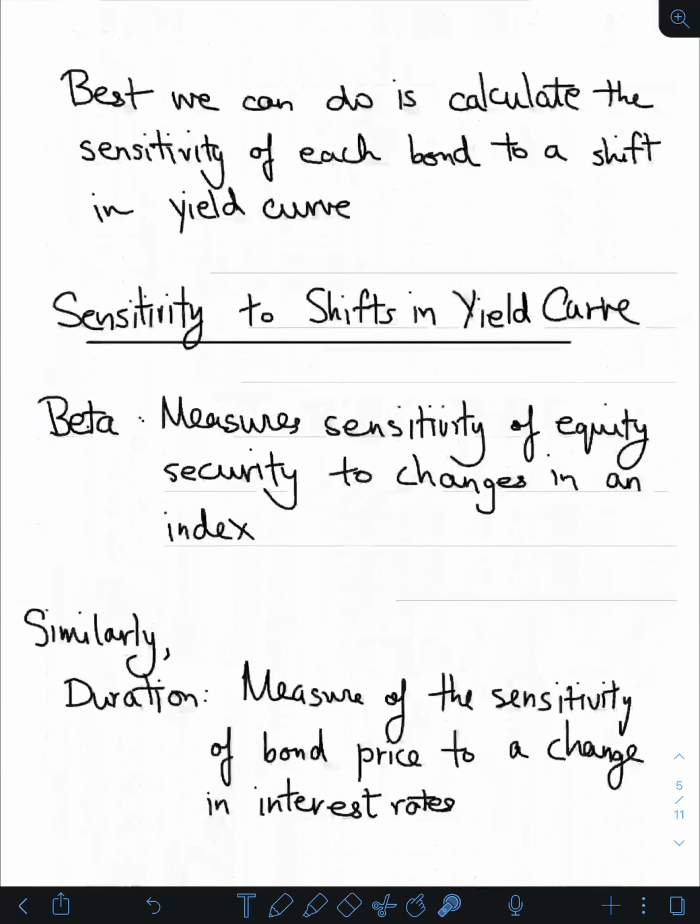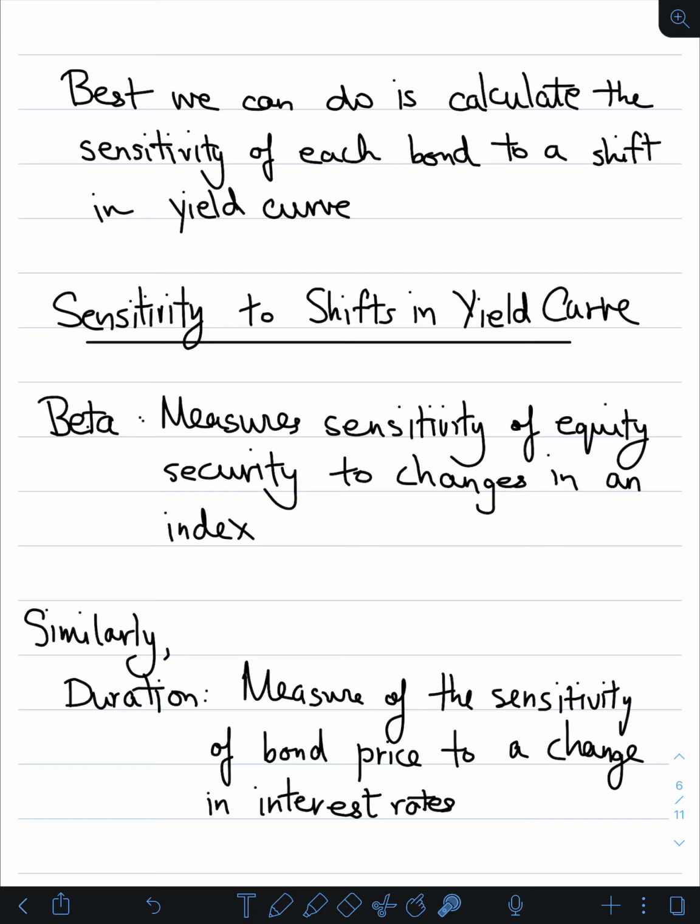And so, what can we do to help with that? The best we can do is calculate the sensitivity of each bond to a shift in the yield curve and make assumptions based on that. We could see how sensitive this bond is to a change in the yield curve, and use that information to make these predictions. That will be presented in the next video, when I talk about the duration of a bond.